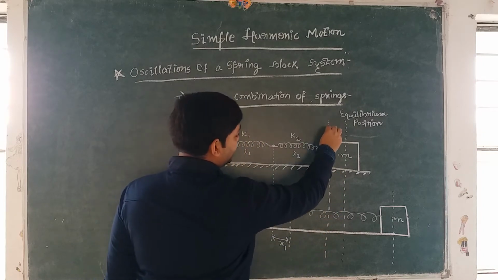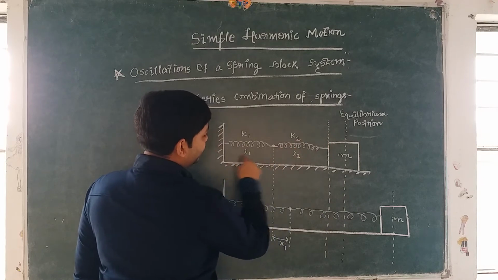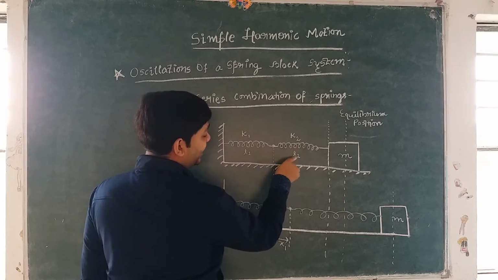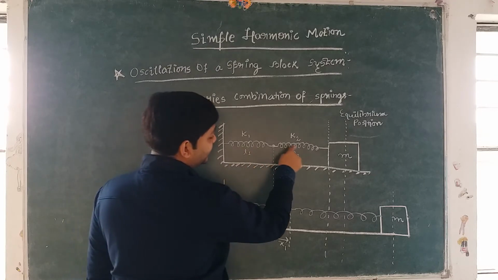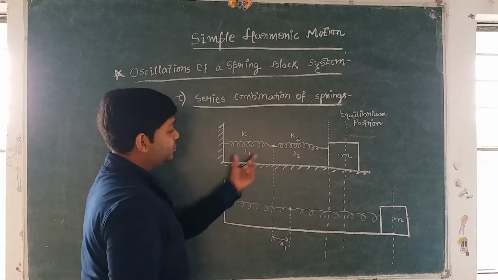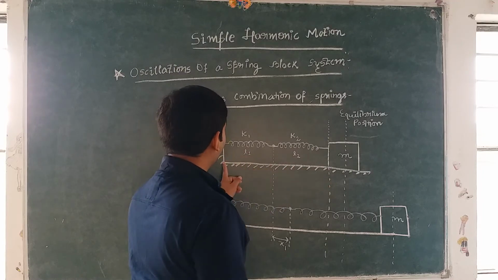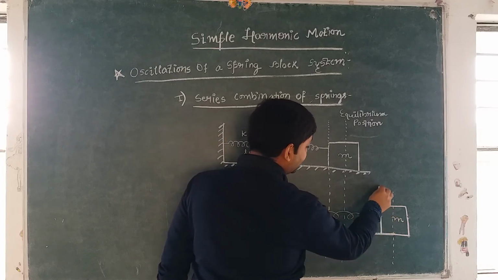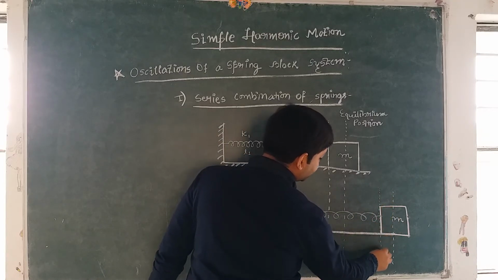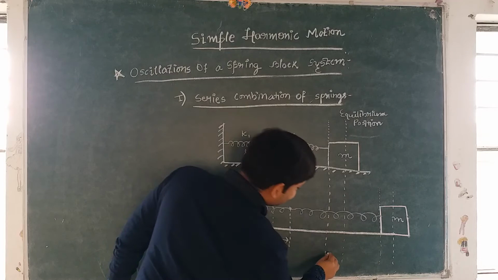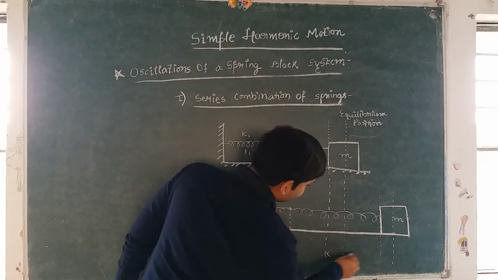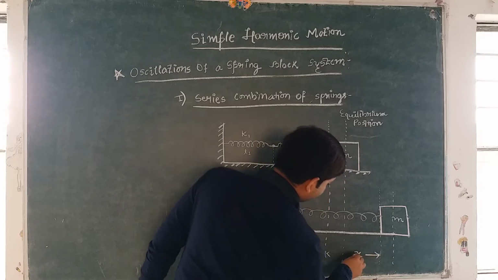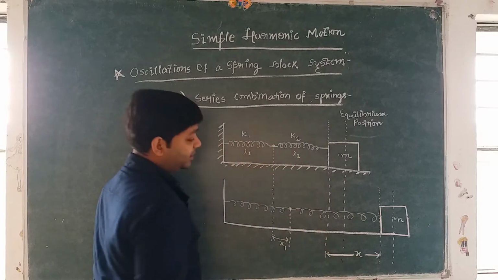See, if you see this position up to here, this length from here till here is equal to L1 plus L2, the length of spring 1 plus the length of spring 2. So this length is equal to L1 plus L2. And now the block has got displaced through a small displacement x. So this length from here till here must be equal to x, the elongation in the spring.